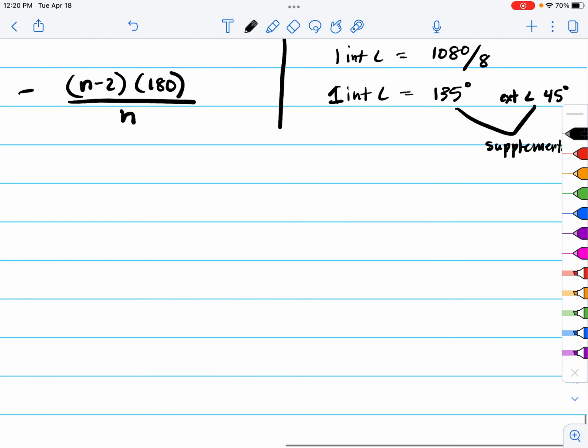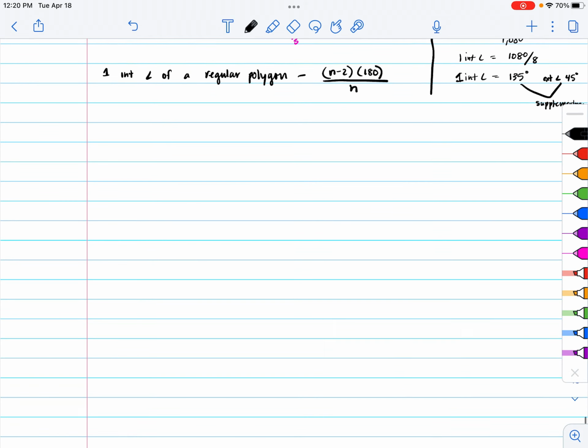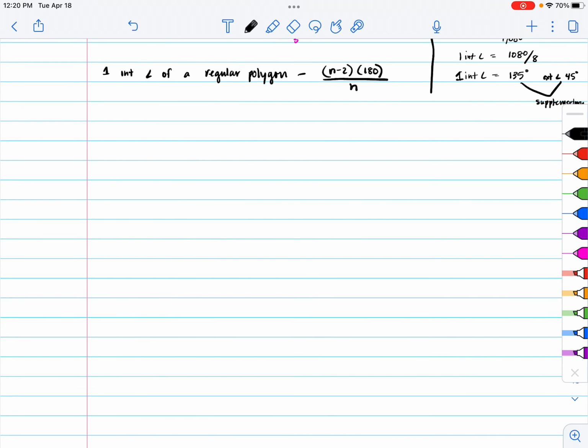Okay, so a lot of things to recall. There's going to be 1.5-ish new definitions. Okay, so this is our recall. What's new is, what if we have, well, let's actually draw a new shape. Let's say we have a regular hexagon.